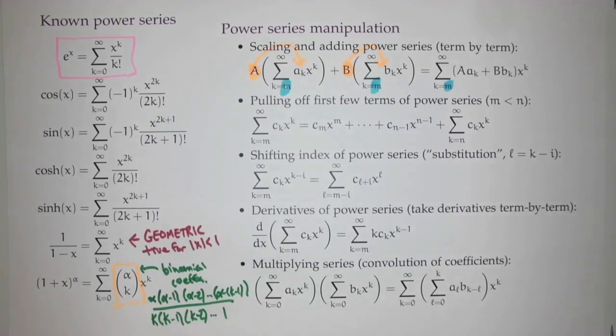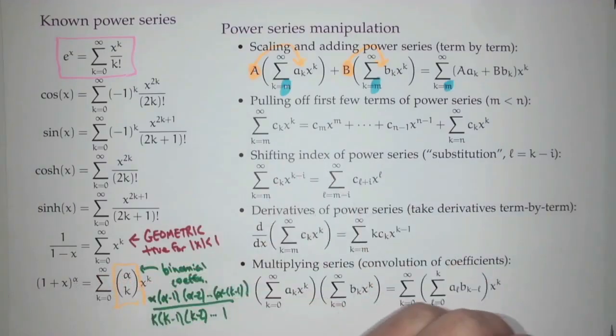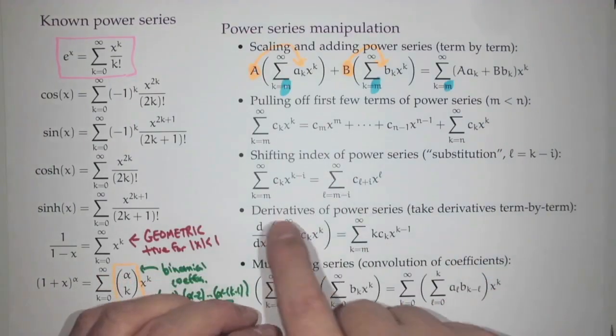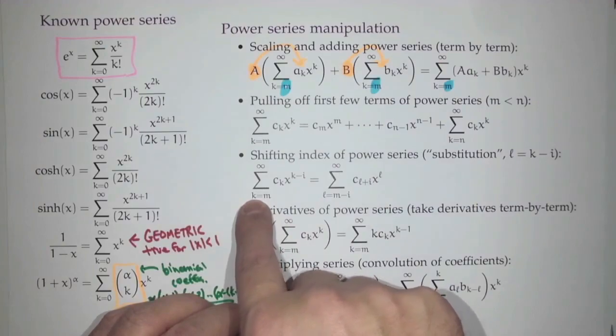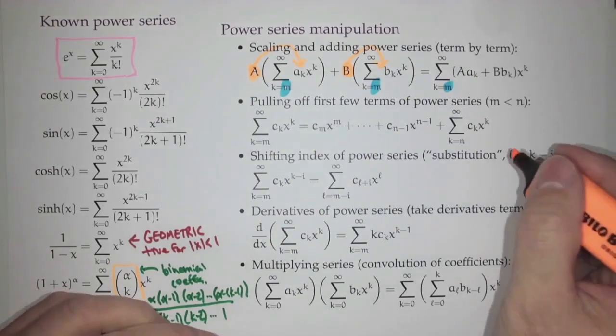The next bullet point, this one is good. I like this one. It says, shifting the index of power series. Now, remember, this index is what we have here, this k. K is not really part of the answer. It's just a convenient way we index what's going on. And we can change the index. And the thing you should think about is substitution.